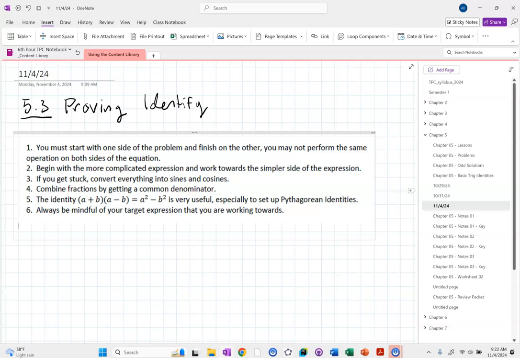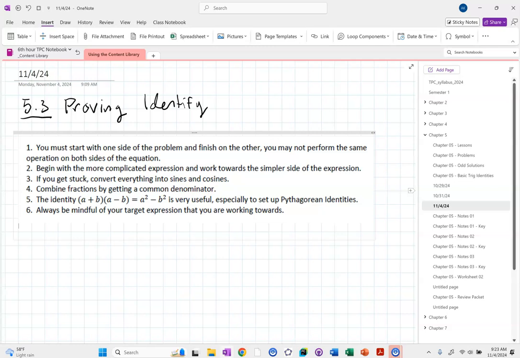The difference of two squares factoring pattern is often really helpful, that a squared minus b squared is equal to a plus b times a minus b. In particular, that's a way to generate a Pythagorean identity. Like if I have 1 plus sine in a fraction, if I multiply the top and bottom by 1 minus sine, 1 plus sine times 1 minus sine is 1 minus sine squared. That's the difference of two squares, which I would recognize as cosine squared, right? That was one of our versions of P1.